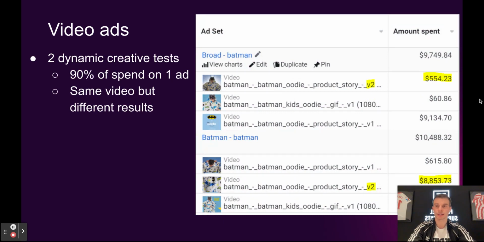I launched two dynamic creative tests. Three videos, the same three videos with the same copy and the same headline, just launched with different audiences, and I put different thumbnails. After a couple of days, I noticed that the majority of spend was going to one ad. You can see here, the majority of spend was on version 1, here on version 2. This was strange, because usually Facebook spends the majority of the budget on the same ad. It finds the winner and pushes that winner.